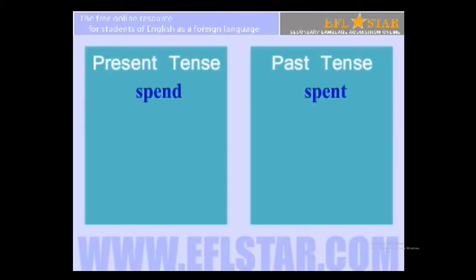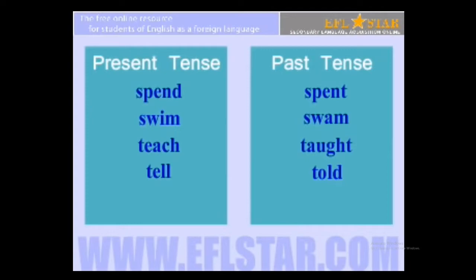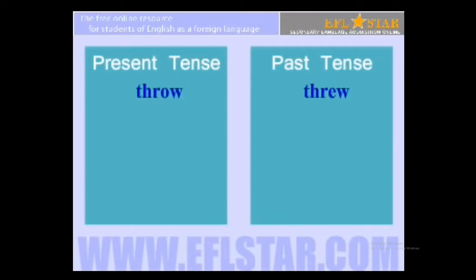spend, spent, swim, swam, teach, taught, tell, told, think, thought, throw, through, win, won, write, wrote.